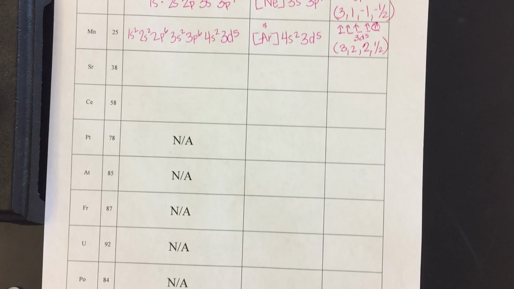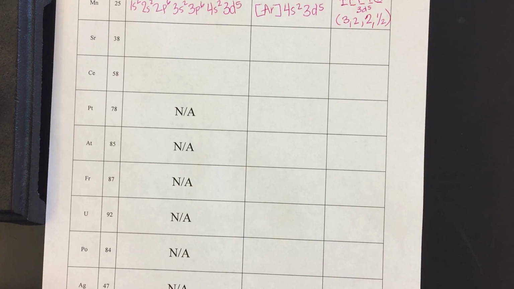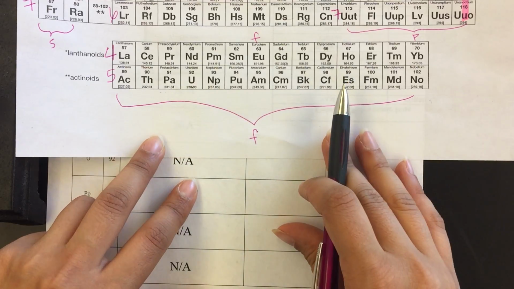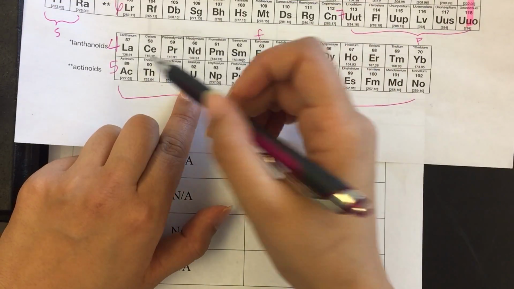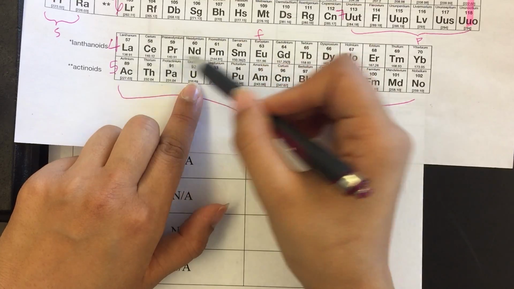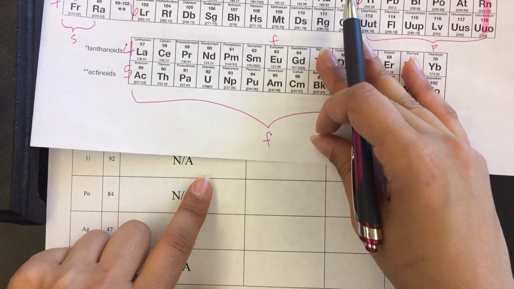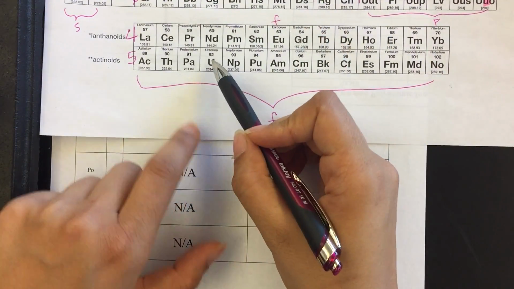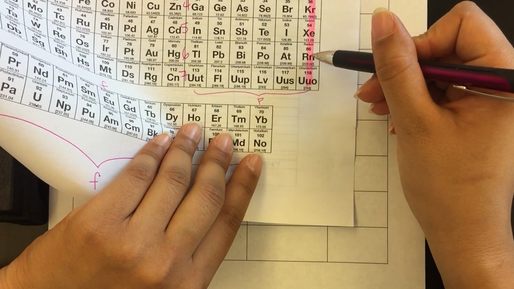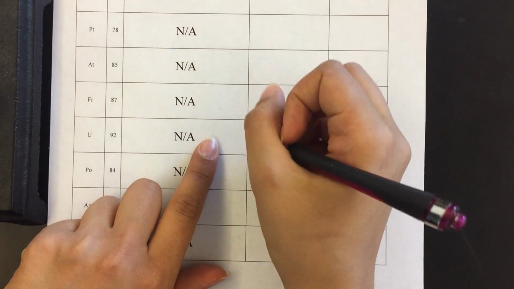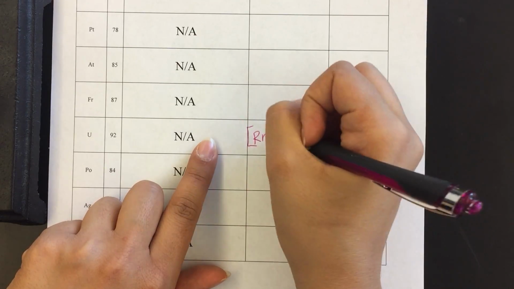I'm going to do one last one with you, and then you're on your own. Let's look at a higher one, which is uranium. Uranium's in the F column, so if you had to write it out, it is ending with 5f4. But I've been nice to you, you don't have to write it out. You do need to do noble gas configuration. So U is 92. The last noble gas before 92 is Rn, which is 86. So I would write Rn in brackets.